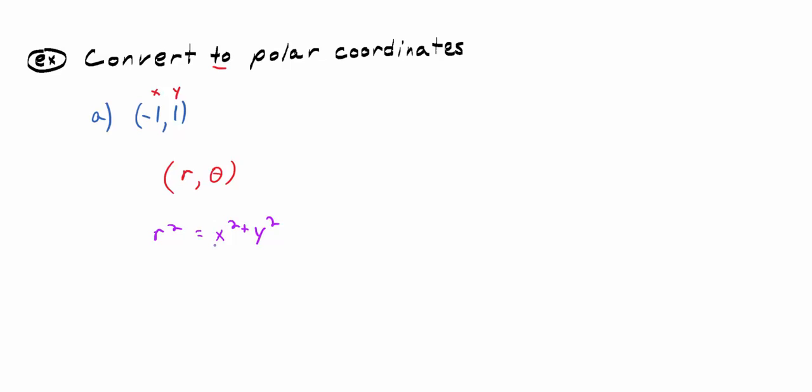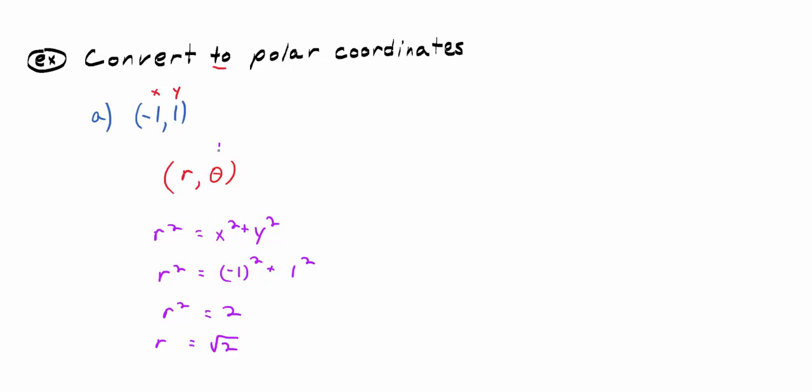So fill it in for me. What's r squared equal to? Yeah, because you get negative 1 squared, that's x, right, squared, plus 1 squared, which is 2. So what's r? Root 2. Yeah, now technically, if you wanted to do it in some crazy way, you could take r to be negative root 2, right? But don't. I mean, there's no reason to. Keep it simple. All right, so what else do I need? I need theta.